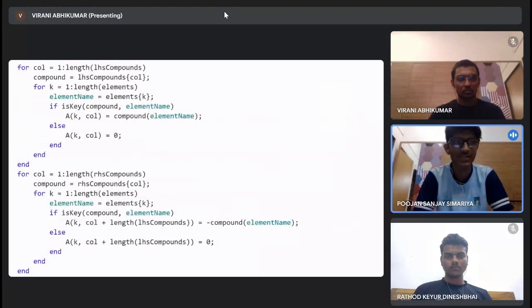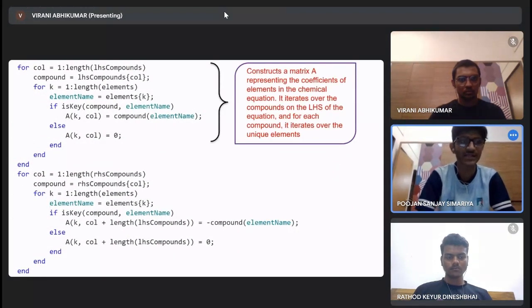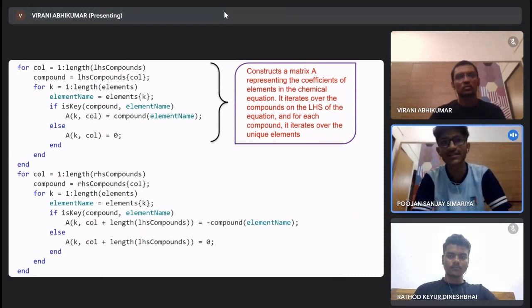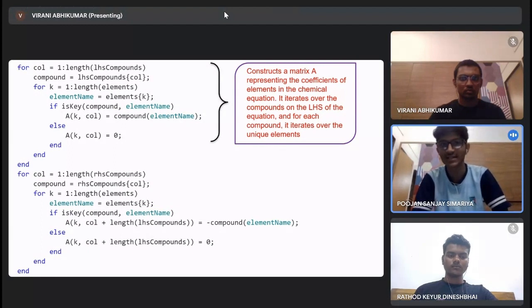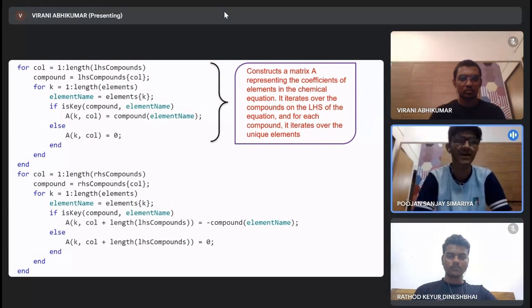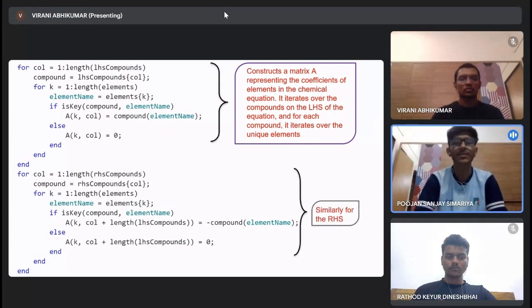The next code snippet has two nested loops, one for the LHS and the other for the RHS. The first nested loop constructs a matrix A representing the coefficients of elements in the chemical equation. It iterates over the compounds on the LHS of the equation, and for each compound, it iterates again over the unique elements. That is why we have two for loops nested into each other. A similar job is done for the RHS of the equation.